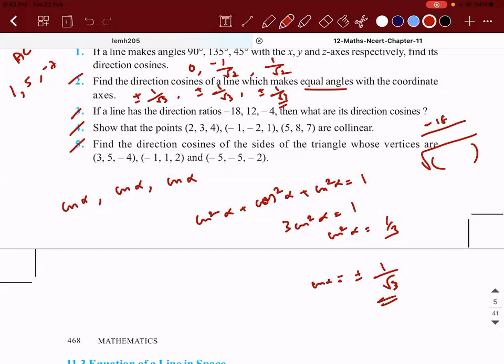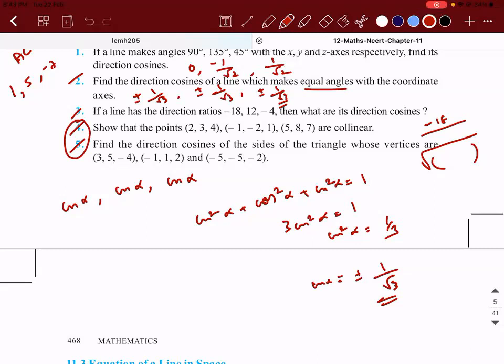Not now. Fifth one, what are we supposed to do? Find the direction cosines of the sides. So whenever they give you numbers, the coordinates, and ask you to find the direction cosines, then always what you do is first find the direction ratio, then find the direction cosine. Okay. These two problems alone, I'm giving as homework.